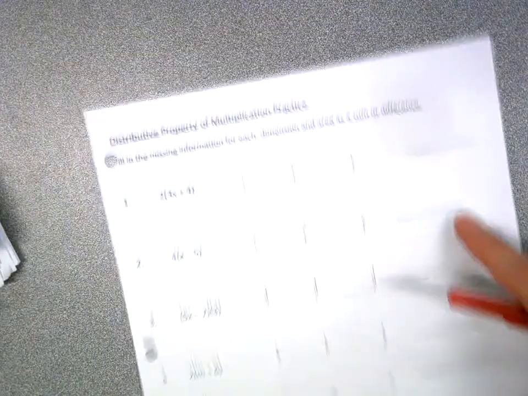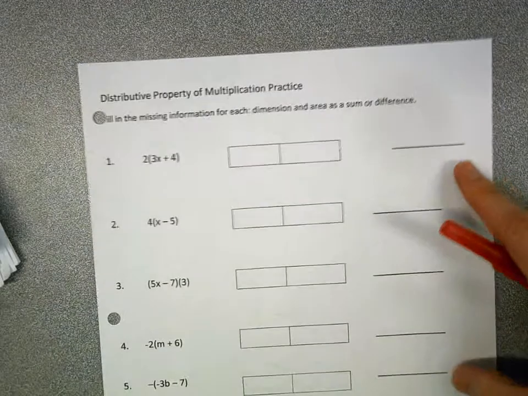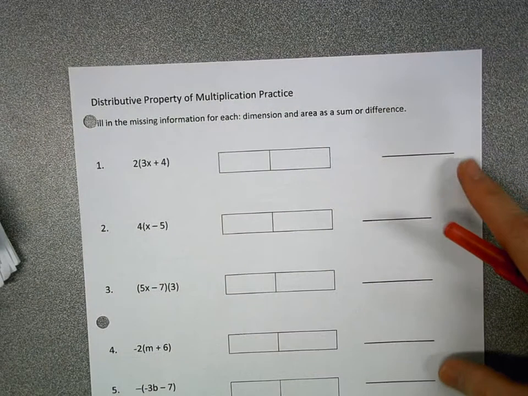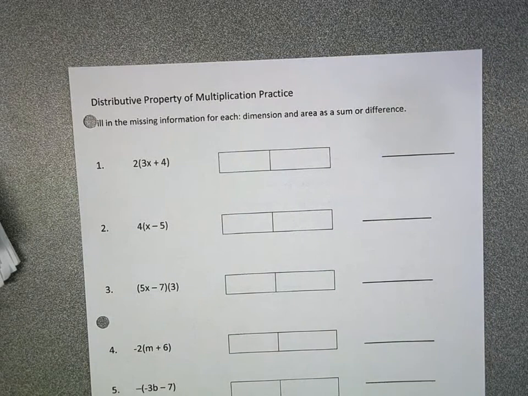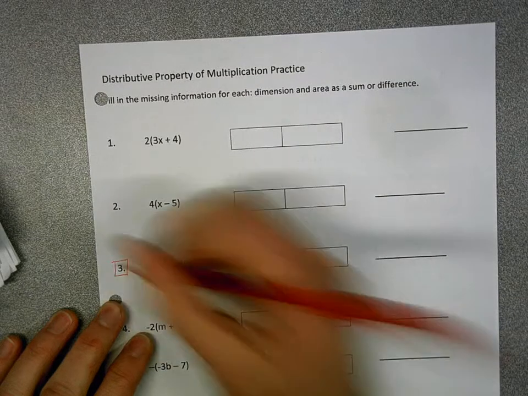So what I'd like you to do is to go ahead and it's labeled on your homework as the DP worksheet, which is just the distributed property worksheet. So go ahead and grab that worksheet right there. Okay, it just says distributed property of multiplication practice. And I think all of you guys have your name on it hopefully already. Okay, so what we're going to do is let's go ahead and take a look at problem number 3.